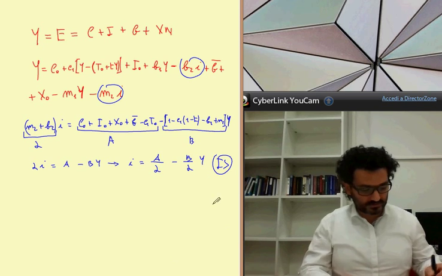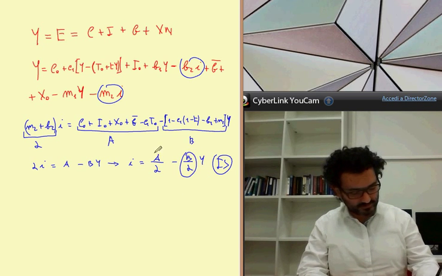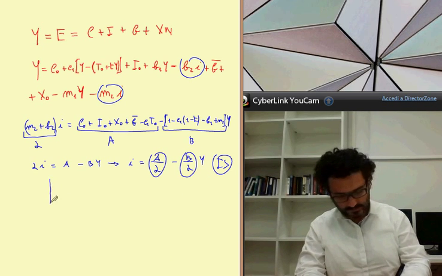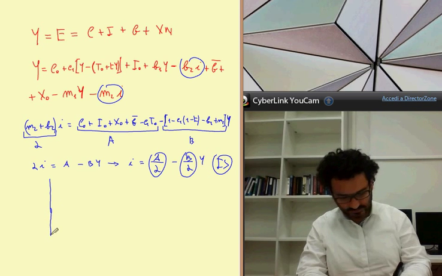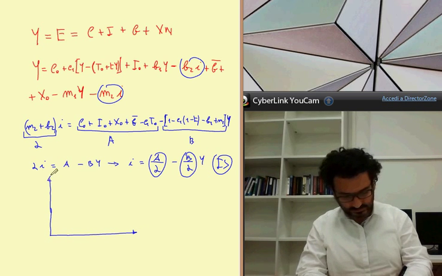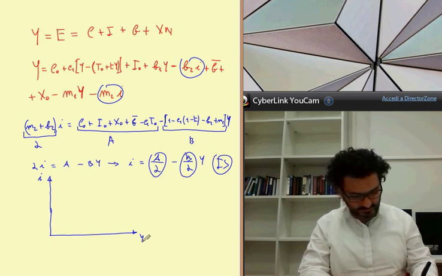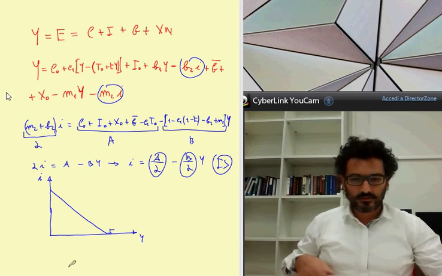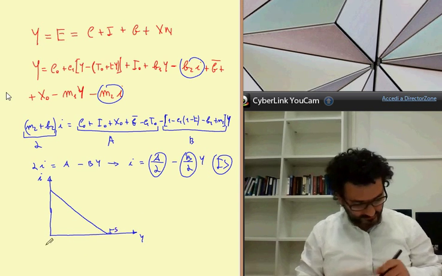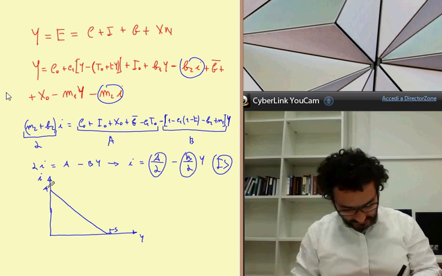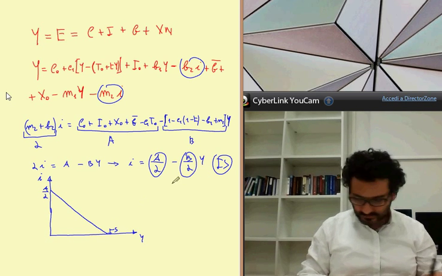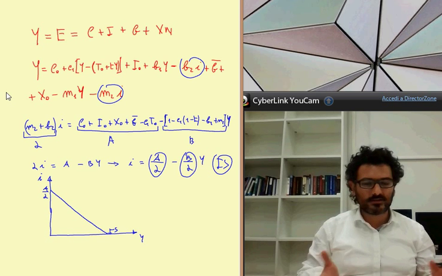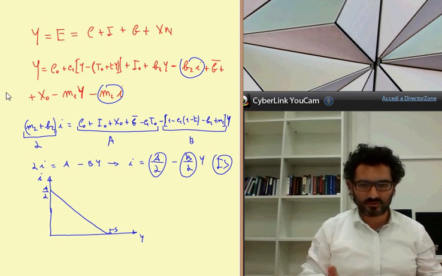We can also prove that the slope of this relation is negative, and this is the intercept. So the IS relation in the space interest rate, income is this. So this is the IS relation. The intercept is A over alpha and the slope is negative. This negative relation displays the set of interest rate and real GDP, which is the goods market equilibrium.